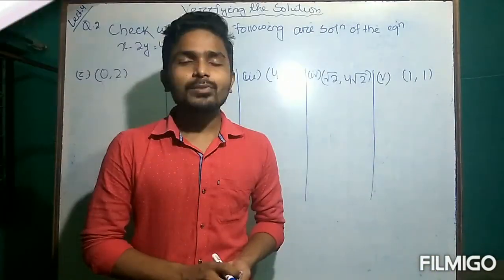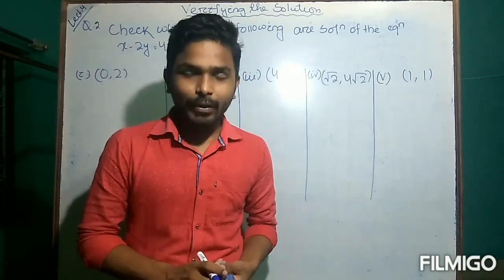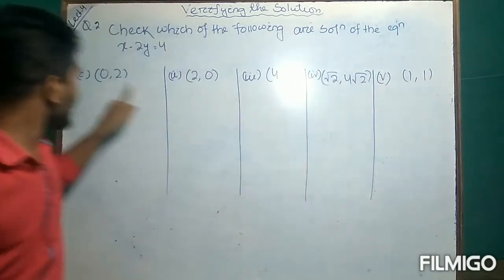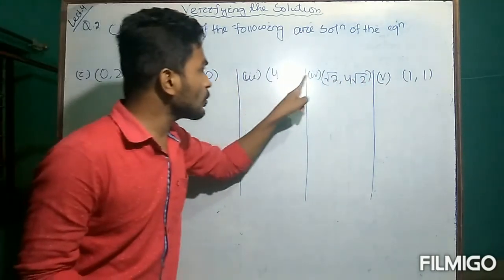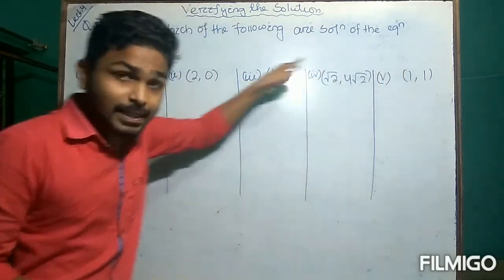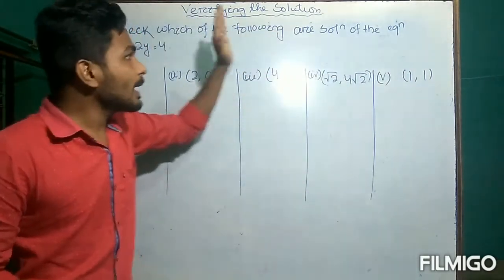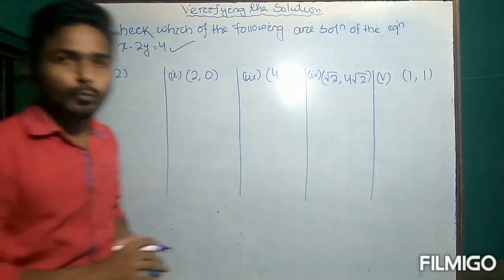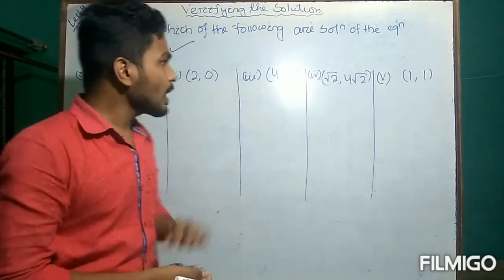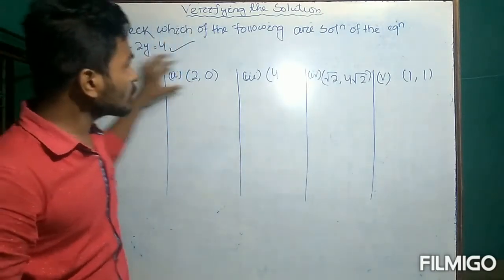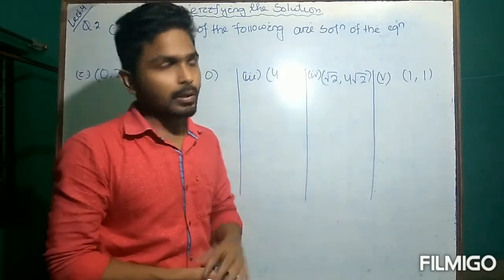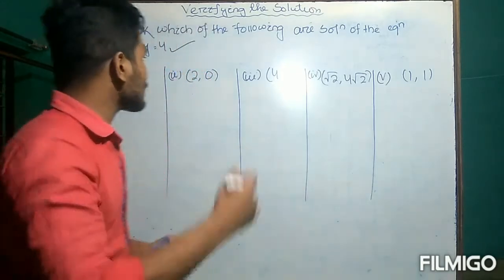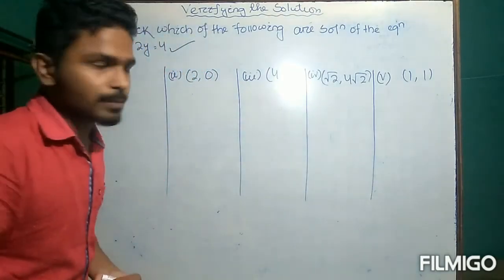Understood? And now let us do a problem where we have to verify whether these 5 pairs of solutions, 0, 2, 2, 0, 4, 0, root 2, 4, root 2 and 1, 1, are the exact solution of the equation x minus 2y is equal to 4 or not. That means we have to verify out of these 5 pairs of solution which are the exact solution and which are not the exact solution. So let's start with the first pair of solution.